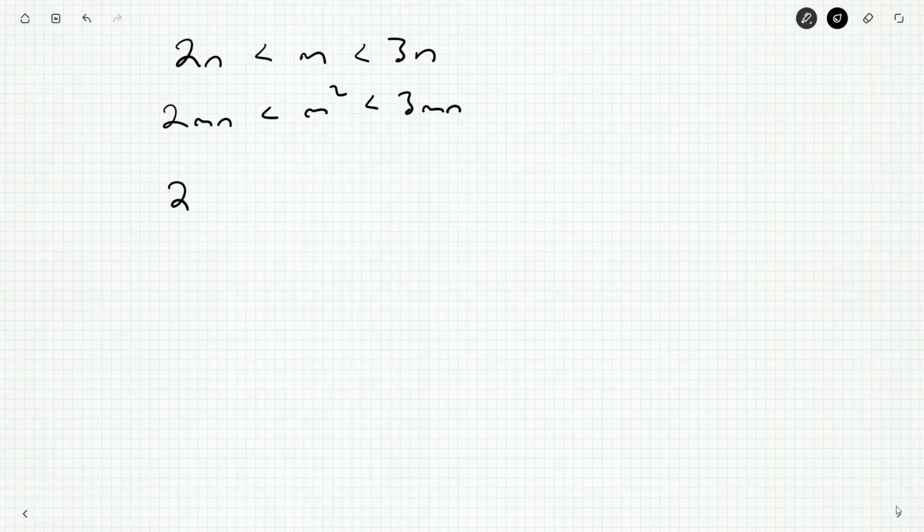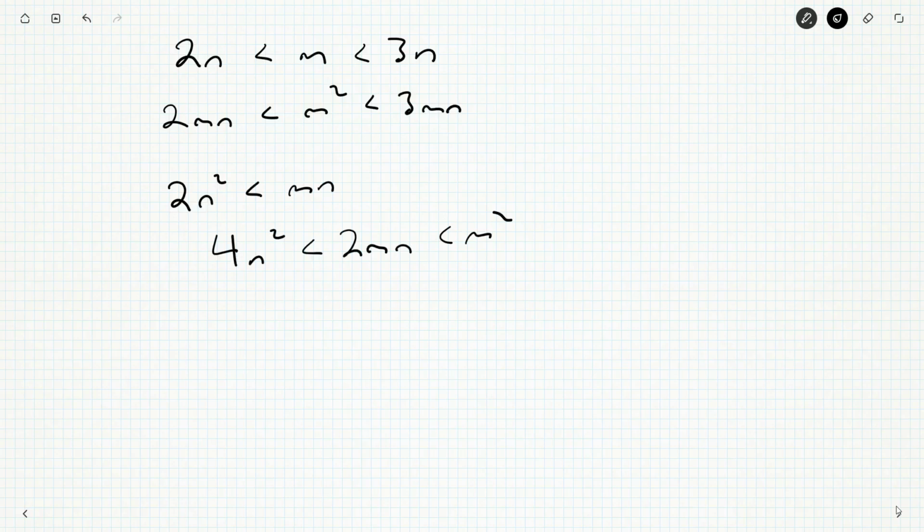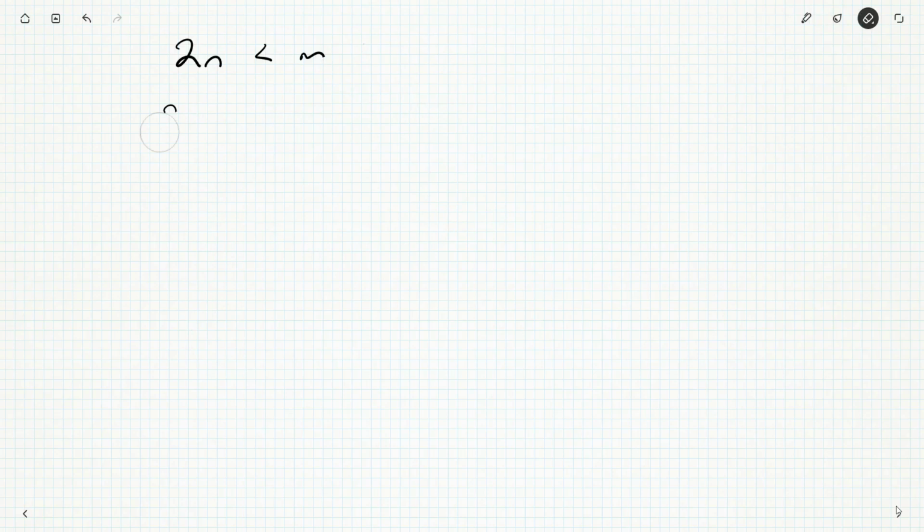Then I can also say that 2n squared is less than mn. So 4n squared is less than 2mn is less than m squared. Yeah, that's nothing new. Rats. I'm really trying to avoid prime factorizing 20 numbers, but I guess if I've got to, I've got to.